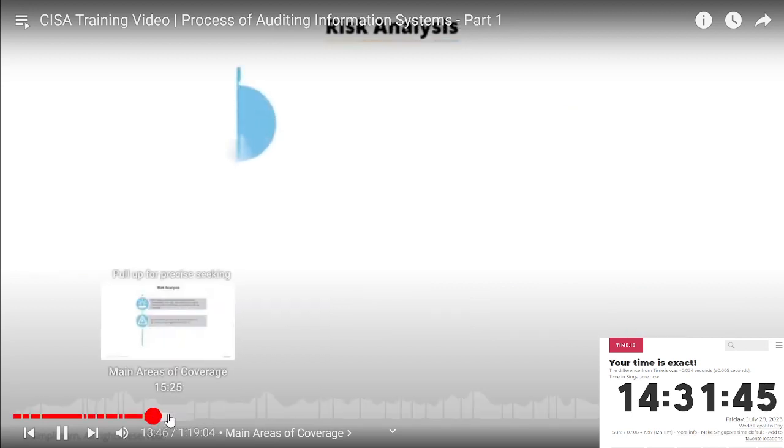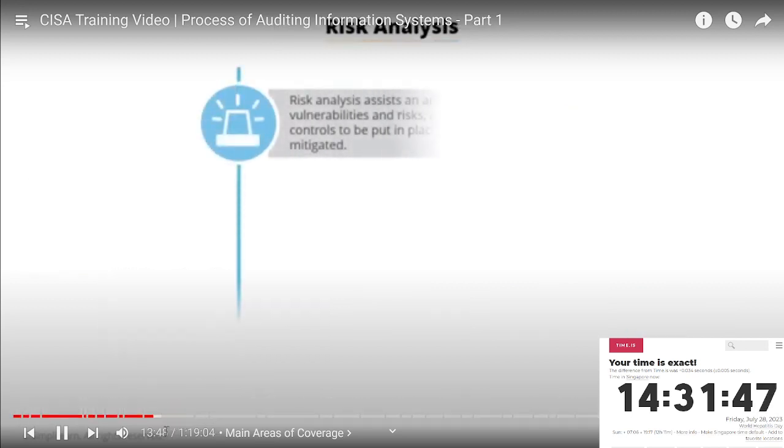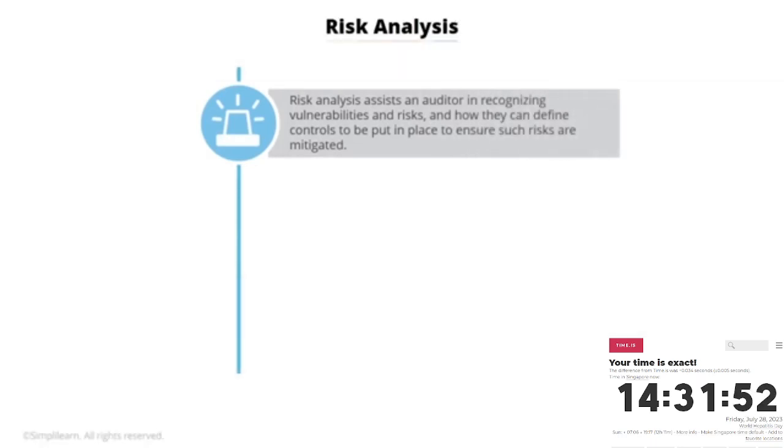Let's start with looking at risk analysis. This is a process that helps an auditor recognize the vulnerabilities and risks. That's the first part. You have to be aware of what the risks and vulnerabilities to this specific organization are.